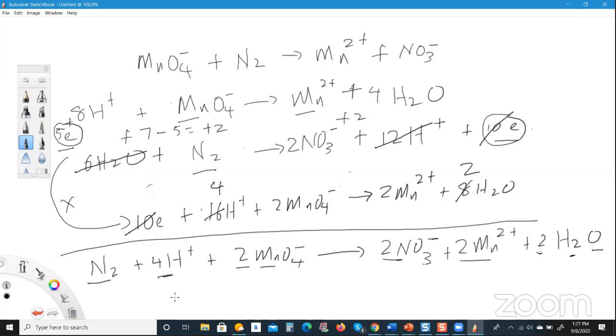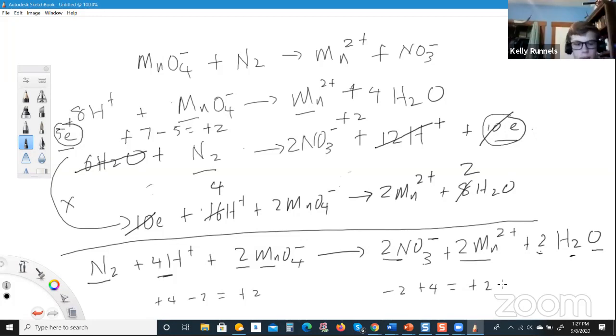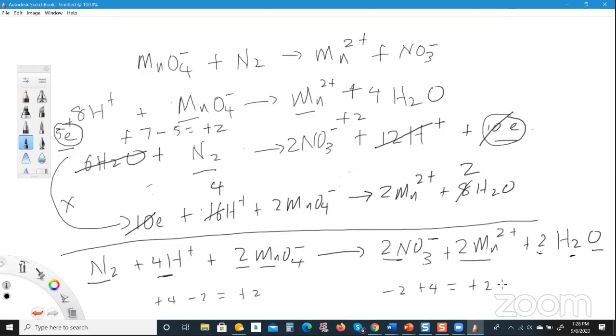And as far as the charges are concerned, we have plus 4 minus 2 gives you plus 2 on this side. And here we have minus 2 plus 4 equals +2 on this side. So everything is balanced. So that's basically how that is done. I think I got it now. Yeah. So you have to follow each step religiously. If you screw up on one step, that basically destroys your subsequent answer. Okay. Any questions about this example? Okay. I'm going to put one on the screen for you guys to try.